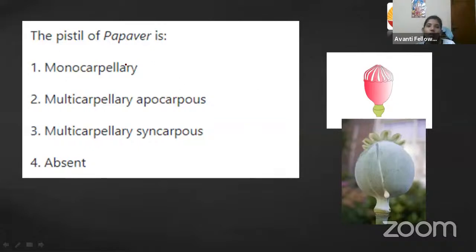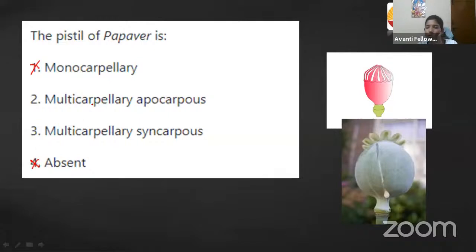So the pistil of the Pepaworth, if you are able to remember the images that I showed you in the last class. The Pepaworth is the example for multicarpellary, which means having more than one pistil. Here you can see the pink colored ones. Those are the pistils. So you cannot choose monocarpellary, and since there is a pistil, you can't choose absent.